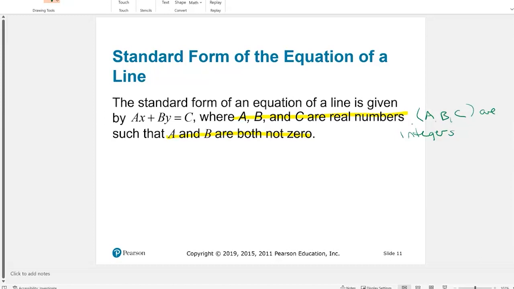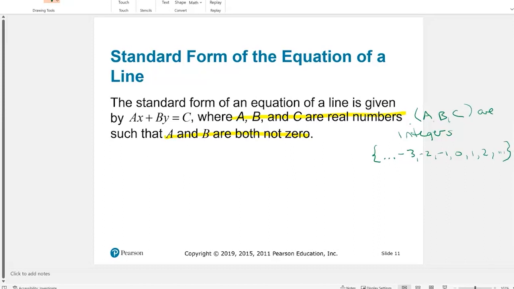So integers are, for example, if I were to write a set, dot, dot, dot means it's going all the way to negative infinity. And then I would have -3, -2, -1, 0, 1, 2, and then it just keeps going on to infinity, right? Those are integers. They're whole numbers. They're not fractions. So that's where some of you may make a mistake, and that's why I'm pointing it out. I don't really like the way they say it in this slide, because they're integers.